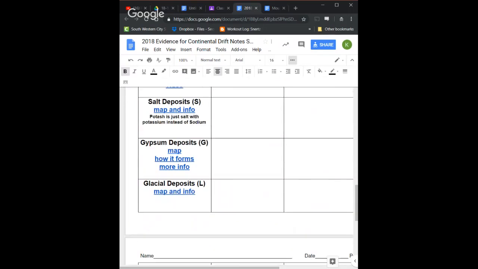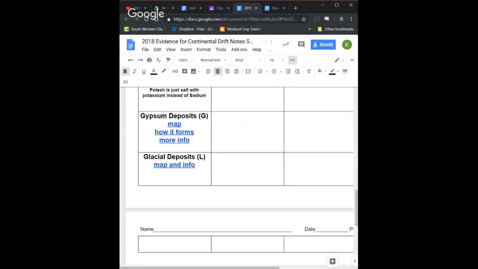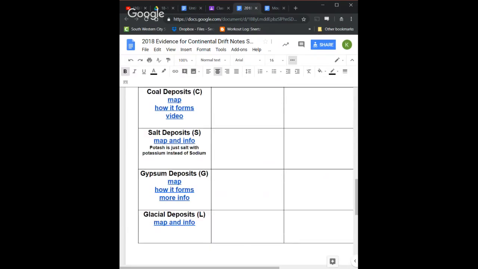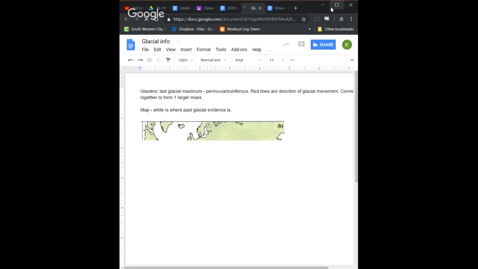All right, let's see. Glacial deposits, right? So the idea is that you can mark these things on your map with these things, but you don't need to because we don't have a map yet. I might give you one later. Okay, so if we go to the Google Doc here, all about glaciers, you guys know most of this stuff already.